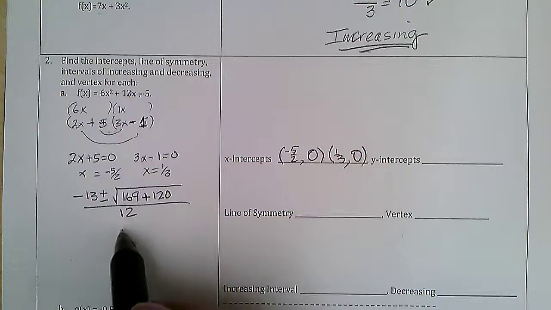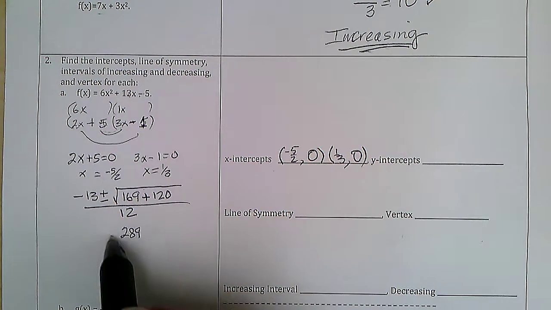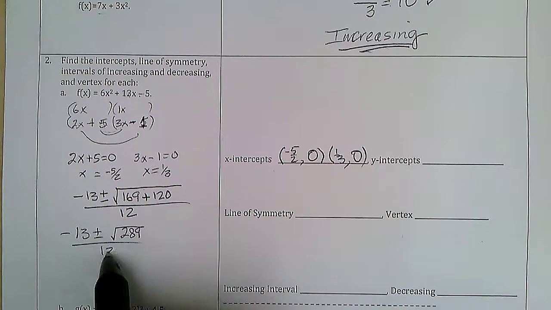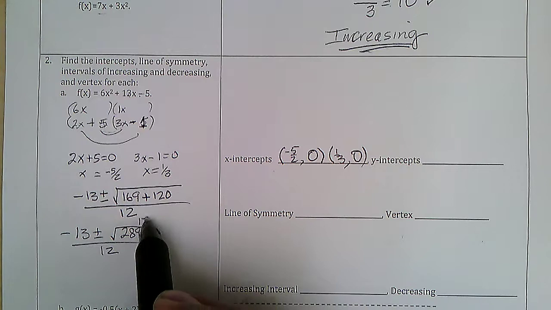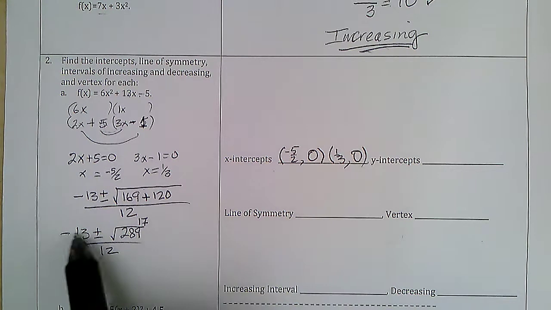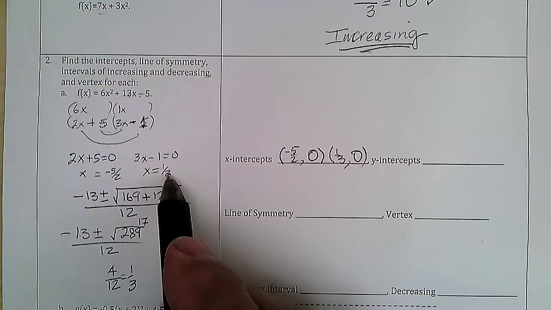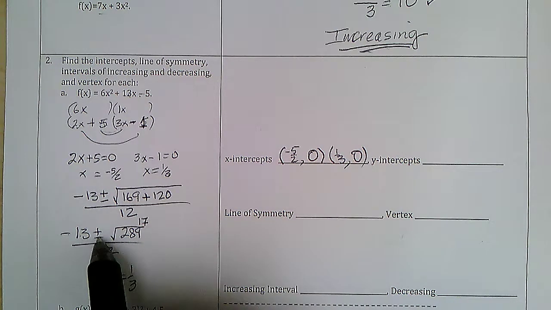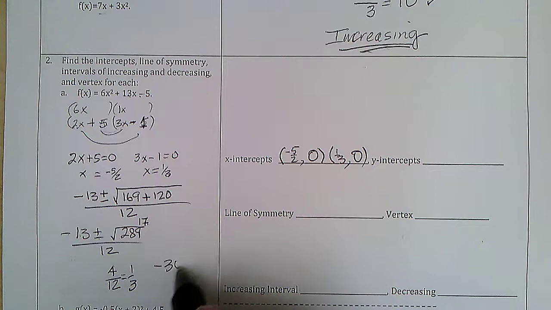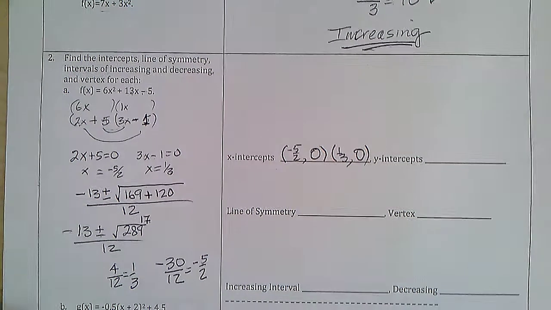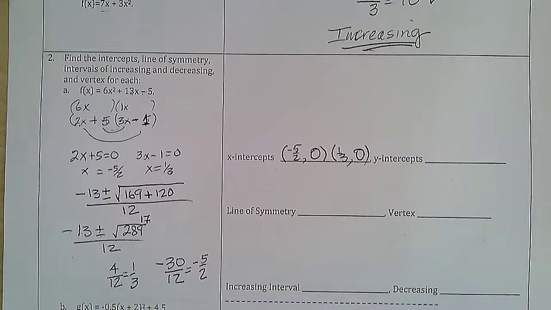169 plus 120 is 289. Square root of 289 is actually 17. So minus 13 plus 17 is 4 over 12. That's my 1/3. And minus 13 minus 17 is minus 30 over 12, which is the negative 5 halves if I divide both by 6. So I did it twice.